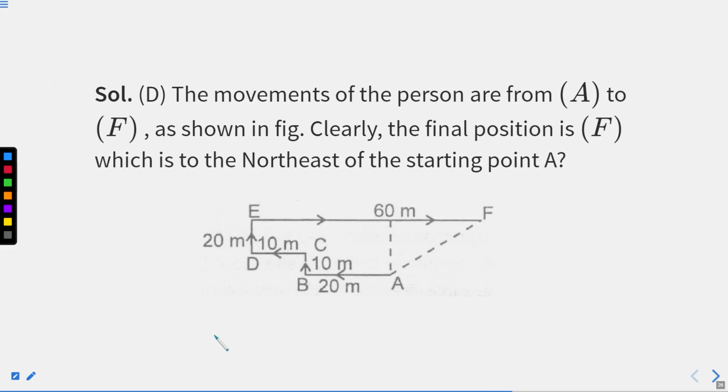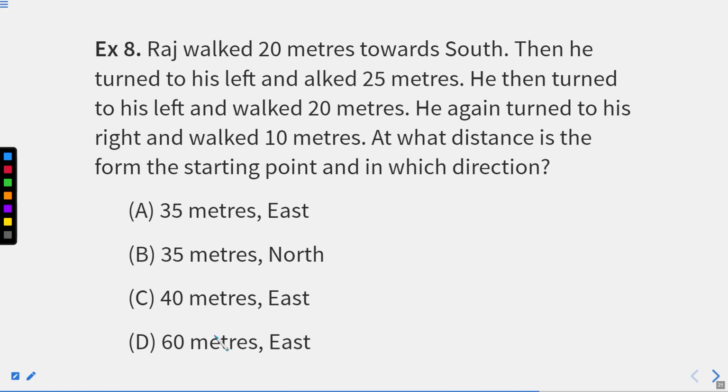Now we'll move to the next question, that is your question number 8, right? In this question, the first thing that we will do is to read it properly and try to figure out what is asked in this question, right? As the options suggest, we are having the distance as well as the direction, right?